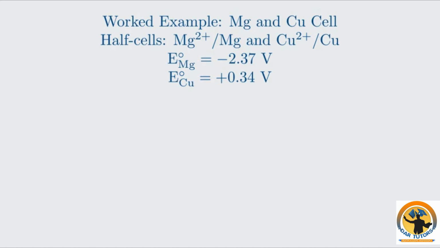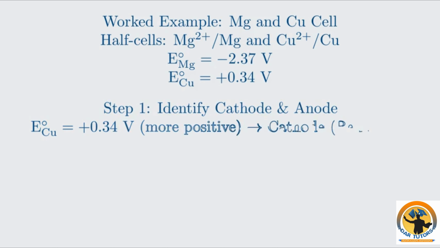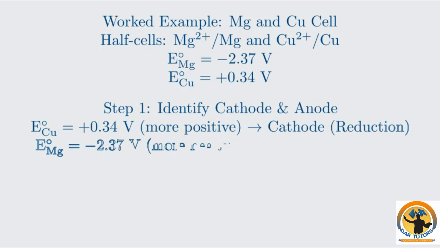Step 1. Identify the cathode and anode. To do this, we compare the standard electrode potentials. Copper has a potential of plus 0.34 volts, while magnesium has a potential of minus 2.37 volts. Since plus 0.34 is more positive than minus 2.37, the copper half cell is the cathode, where reduction takes place. Consequently, the magnesium half cell is the anode, where oxidation takes place.